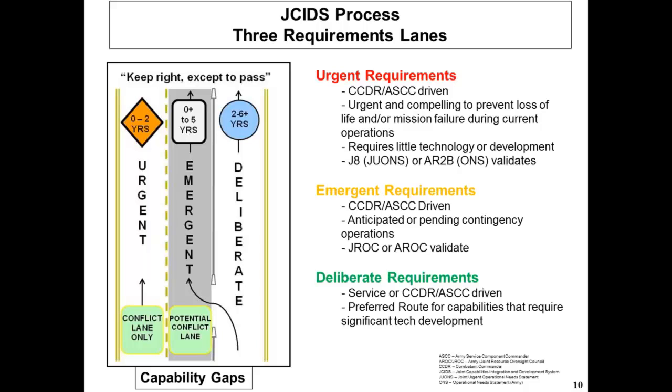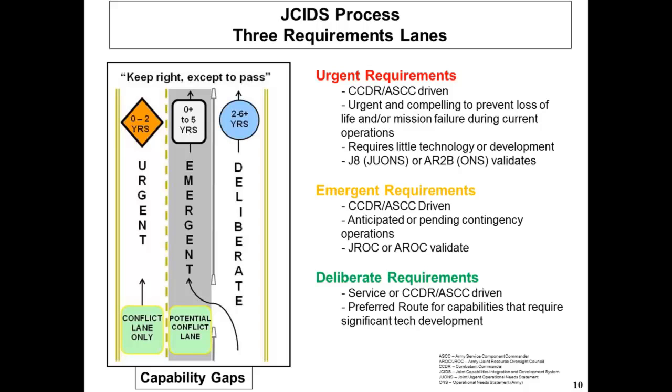So for urgent, that's when we're saying that it needs to happen right now. There is a capability gap that's affecting missions, and you can do that through a JUONS or an ONS. JUONS being, of course, the Joint Operational Needs Statement, and an ONS, Operational Needs Statement, for the Army. So the J8 approves the JUONS, and the AR2B for the Army approves the ONS. And that's a way to get something very quickly. So you can go and buy something off the shelf and get it out there to the soldiers very quickly.